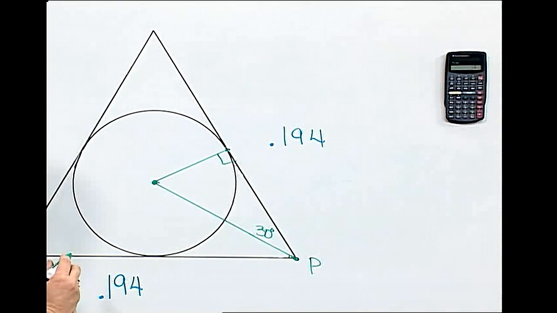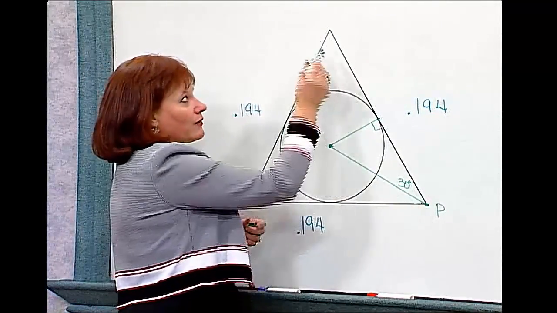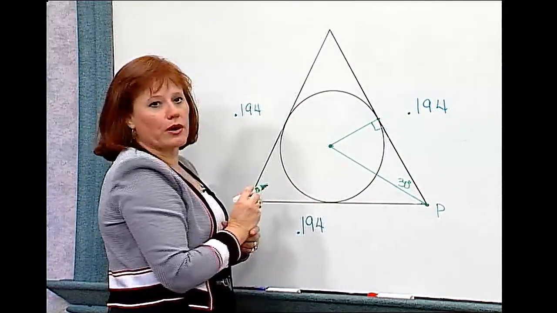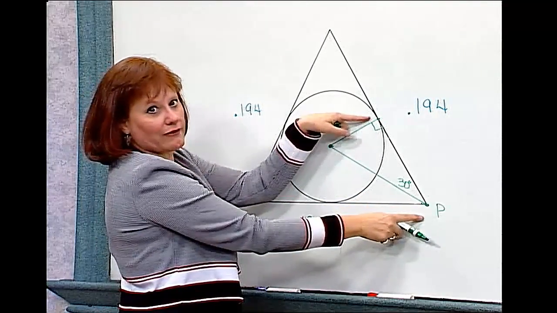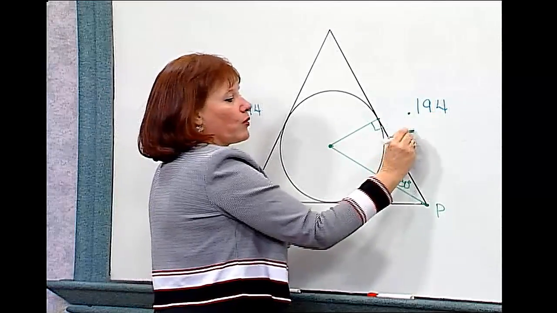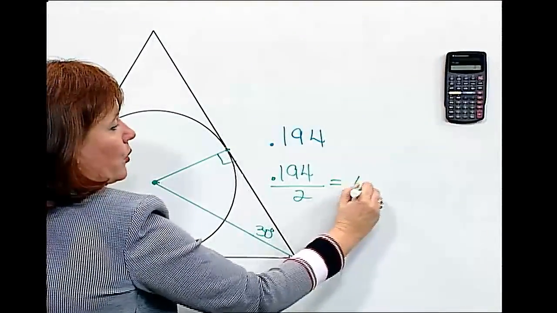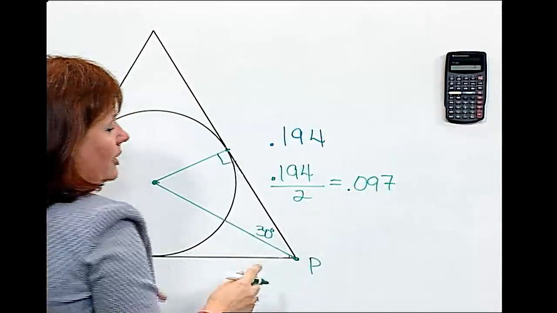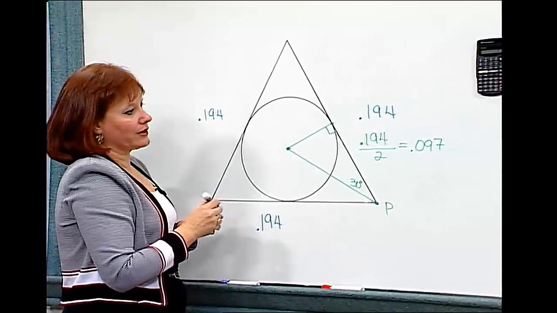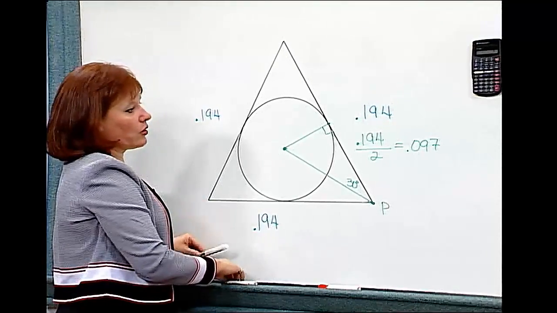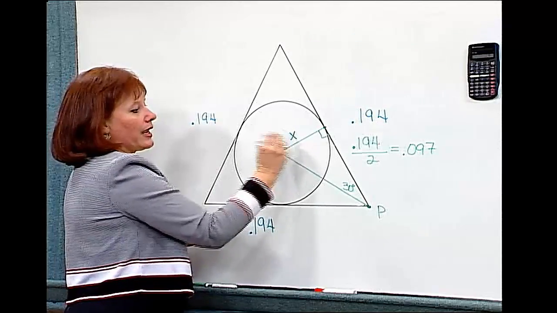Now the other thing I need to find is one side. I know that the side of the equilateral triangle, the whole thing, is 0.194. And I know that the point of tangency to point P is half of that. So I have 0.194 divided by 2, which is 0.097. So I know the distance from the point of tangency to P is 0.097. Now I have everything I need to go ahead and find the missing side, and I'm going to let the missing side be x.